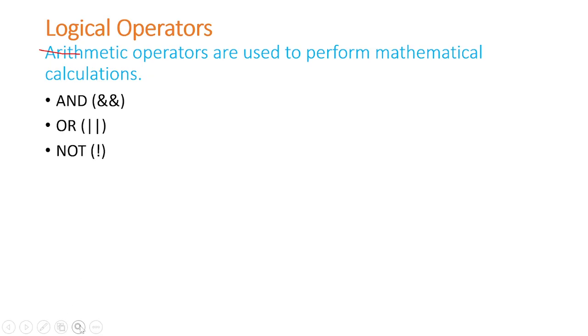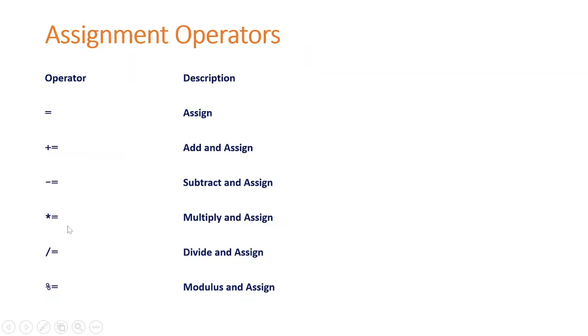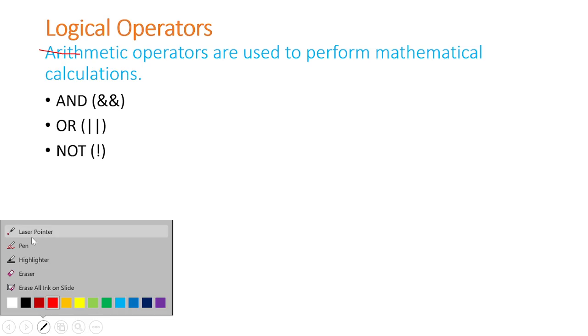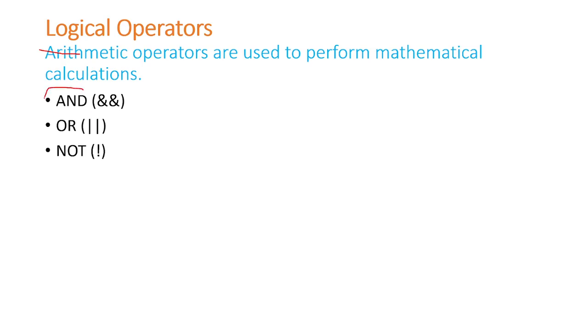Logical operators. We have three logical operators here: and, or, and not. Here, the and logical operator is defined like this. These are the symbols we use to define and, or, and not. Not is like reversing the Boolean value.